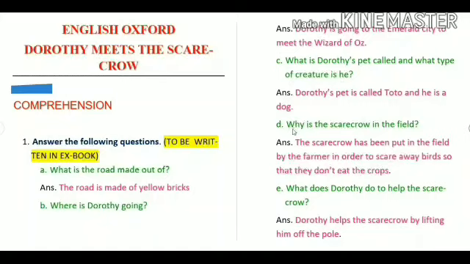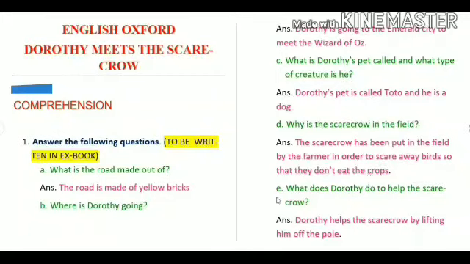Okay. Number D, why is the Scarecrow in the field? Why do farmers keep scarecrows in the field? To scare away birds, isn't it? So that they don't eat their ripe crops. So the answer would be: the scarecrow has been put in the field by the farmer in order to scare away birds so that they don't eat the crops.